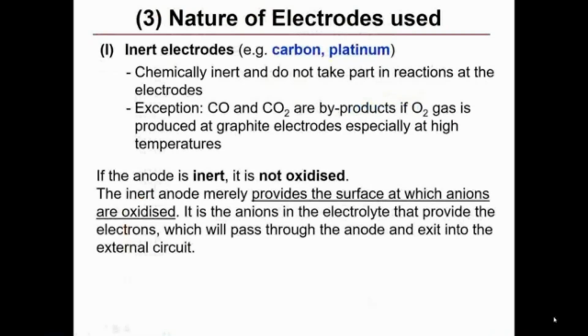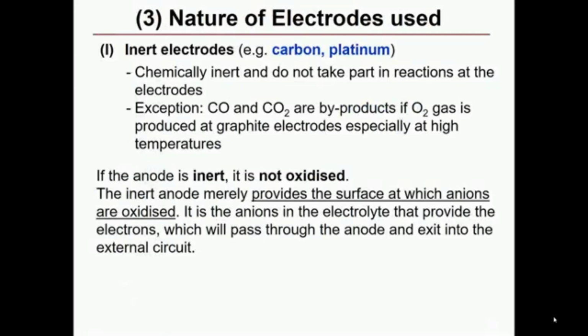Another factor that affects the discharge of ions during electrolysis is the nature of electrodes used. In general, the electrode used could be an inert electrode, for example, carbon or platinum. Inert electrodes do not take part in the reactions. The exception is if oxygen gas is liberated at the graphite electrode, then carbon dioxide and carbon monoxide could be formed as byproducts as well.